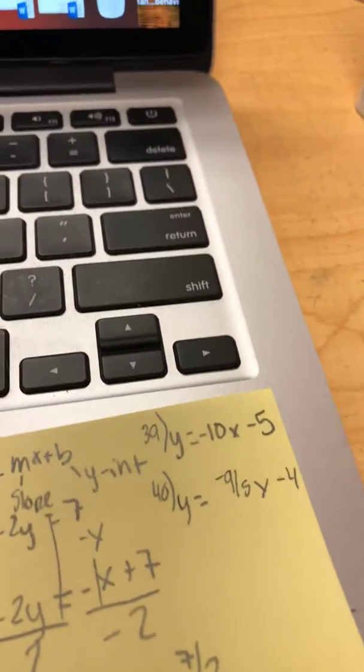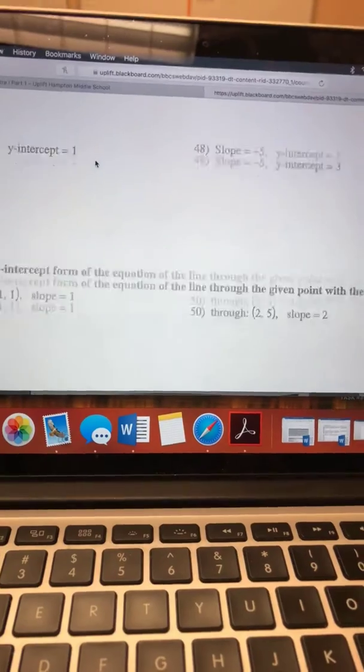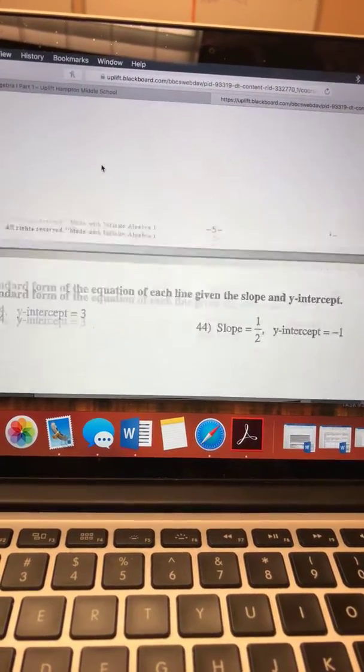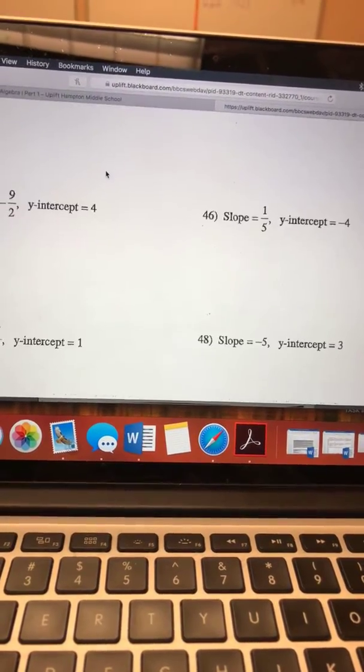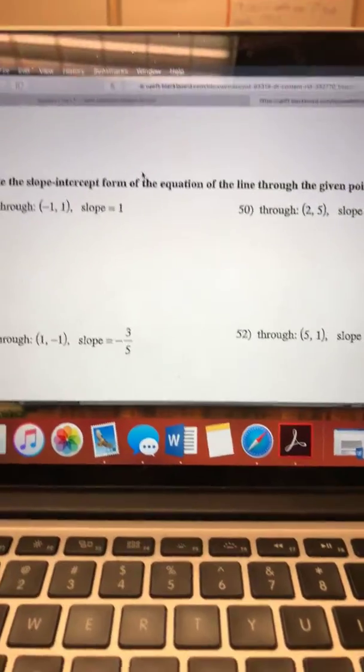That is it. All I want you to do is input those values for what you know about slope and your y-intercept. Go ahead and do numbers 39 through 48 with a partner. Again, that should probably take about 5 minutes, teachers.